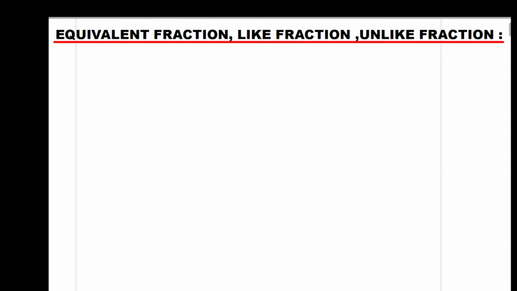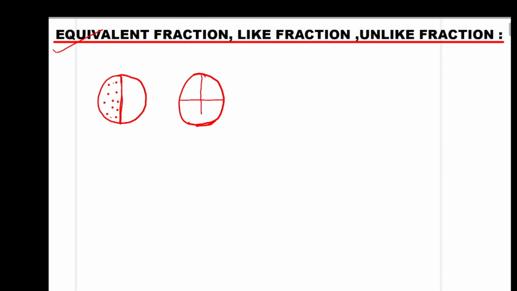Next, equivalent fraction, like fraction and unlike fraction. First we will discuss equivalent fraction. So what is equivalent fraction? Two or more fractions which represent the same part. Suppose with a diagram I want to explain. This is one pizza. Suppose this pizza we have divided into two equal parts, and we have taken one part. Again, the same pizza we have divided into 4 equal parts, and we have taken 2 parts.